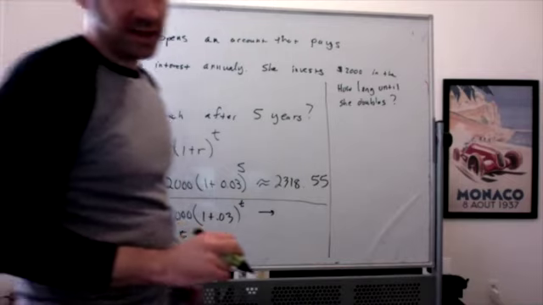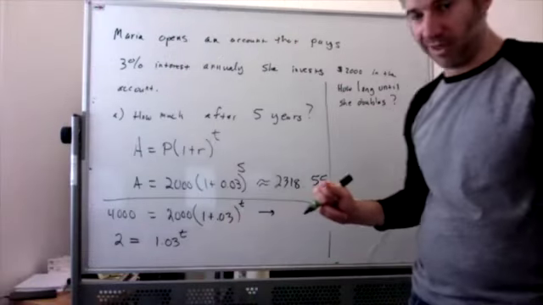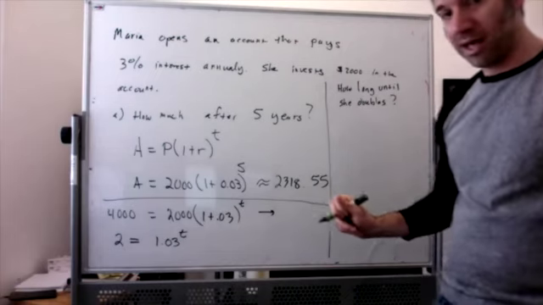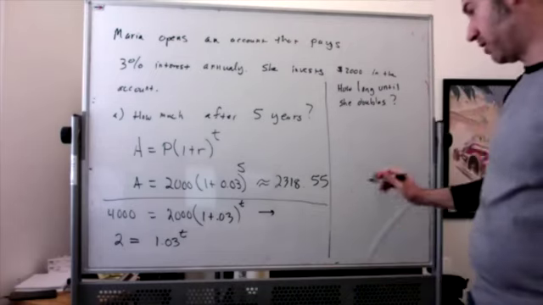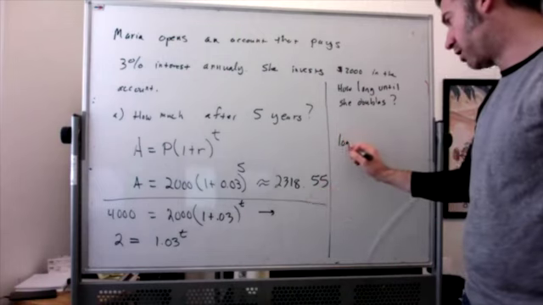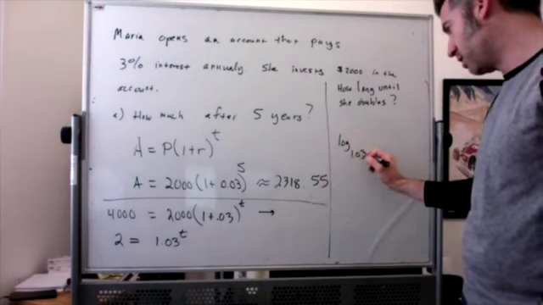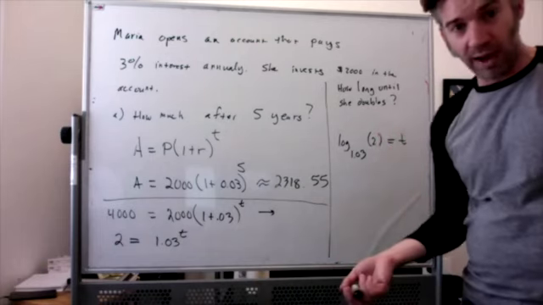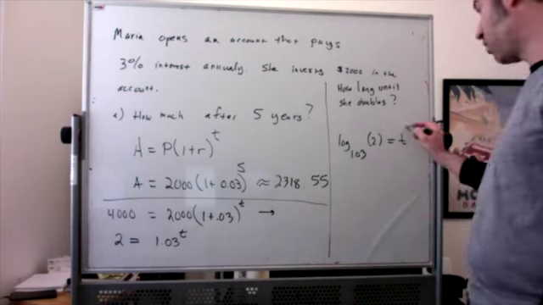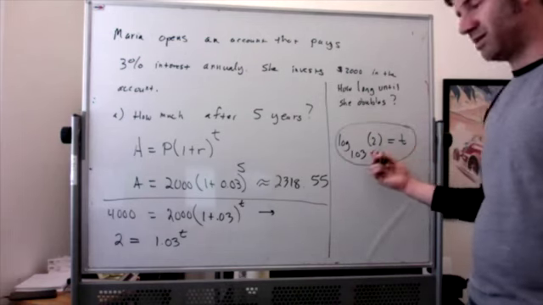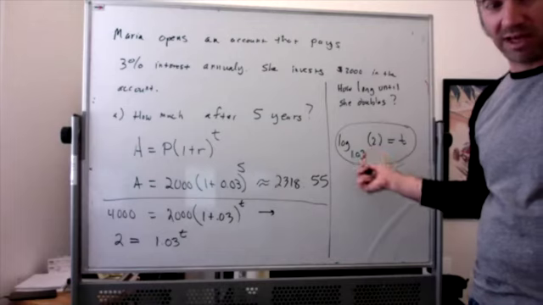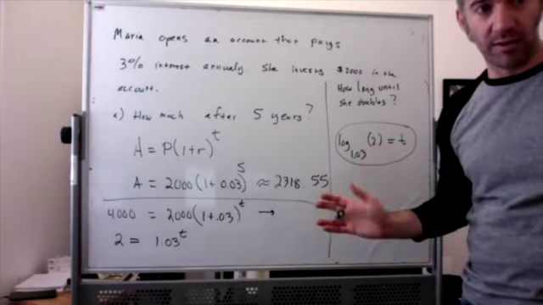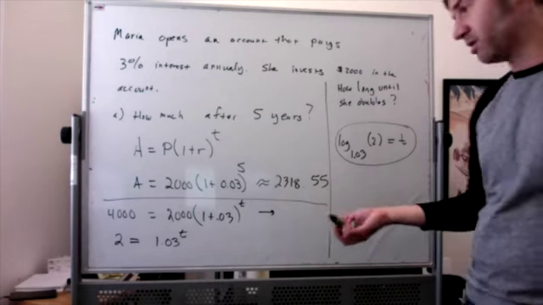And now if I'm actually trying to get an answer that I can find on my calculator, I don't want to write my answer as log base 1.03 of 2 equal to t. It's technically correct, this would not be wrong, but it's not really something you can evaluate with a calculator. At least I don't have a calculator that has a log base whatever you want button. Some calculators do, but mine doesn't.